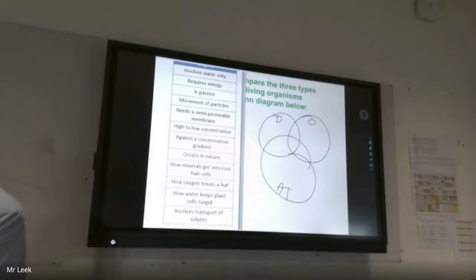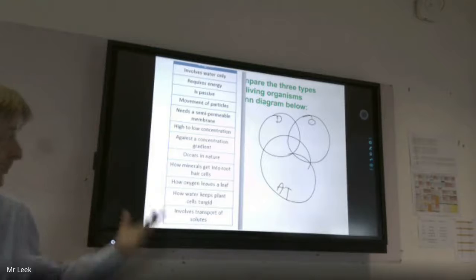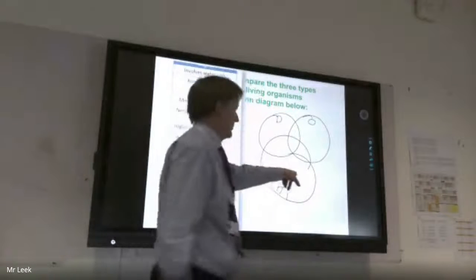So do they all require energy? They don't all require energy, do they? No. Which one requires energy? Active transport. Active transport is the one that requires energy, just that one.